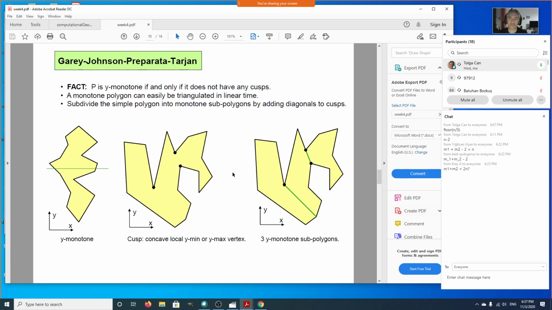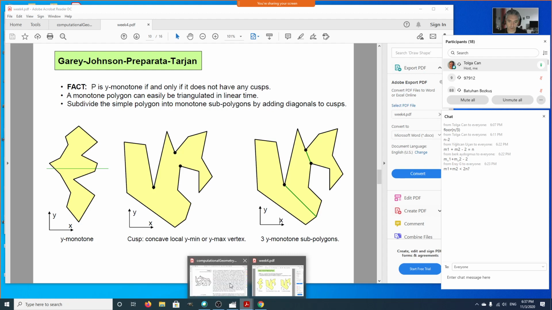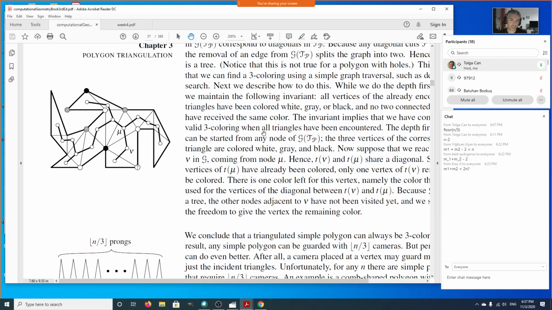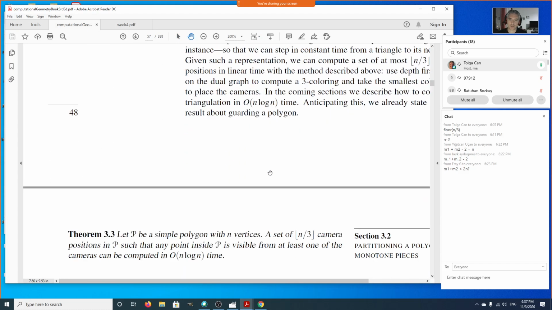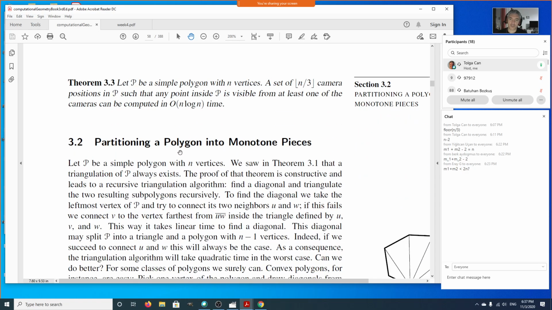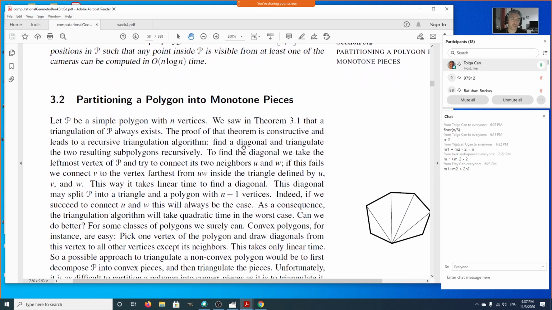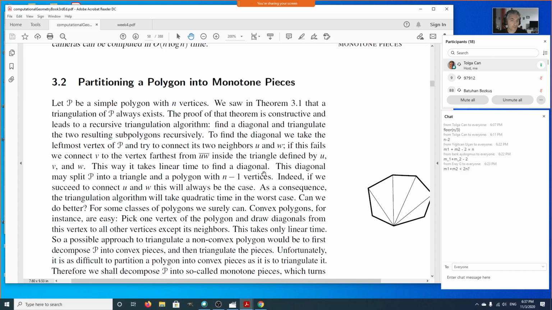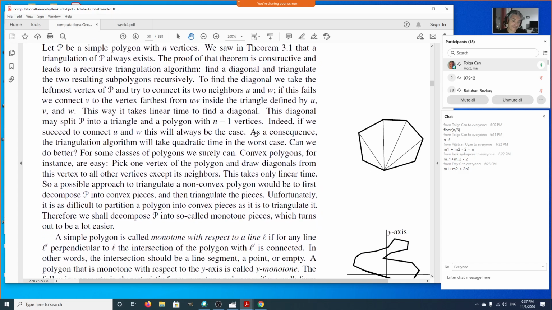Okay, so the algorithm you're going to see by Garey, Johnson, Preparata, and Tarjan is composed of two parts. Now we are in the book. We are now jumping to section 2. Okay, so here, partitioning a polygon into monotone pieces. That's the first part. And after we have a monotone polygon, you'll see that it's very simple to triangulate a monotone polygon in linear time.